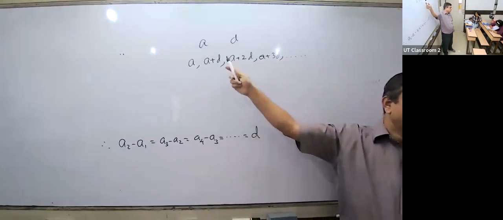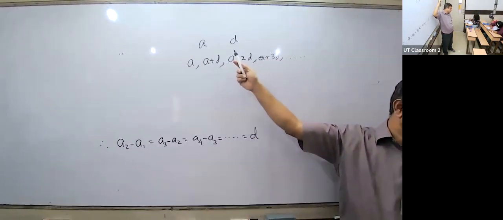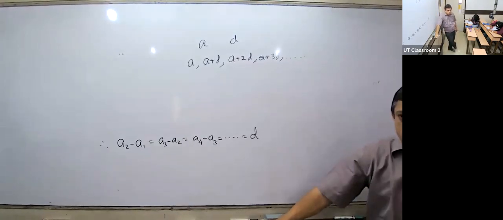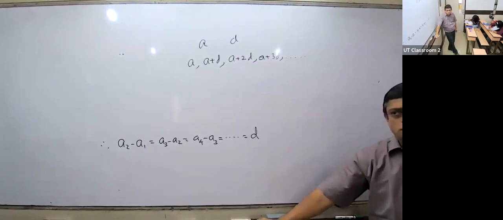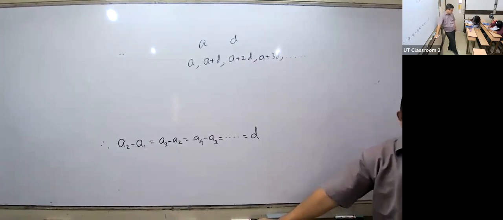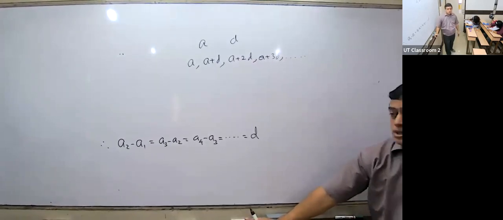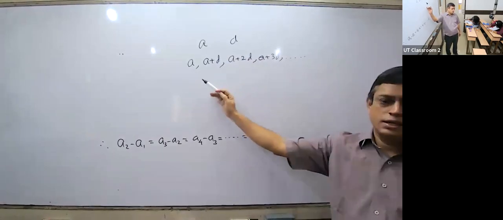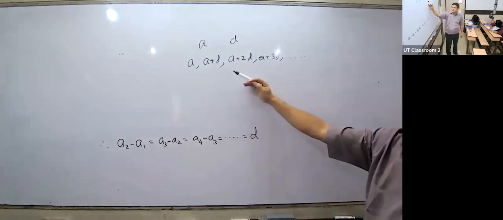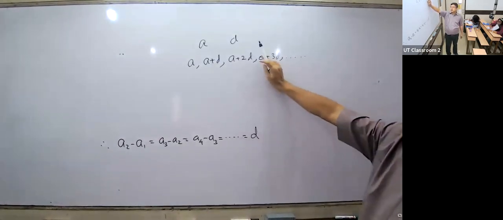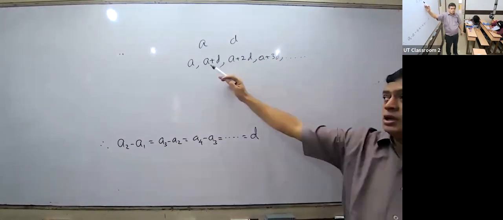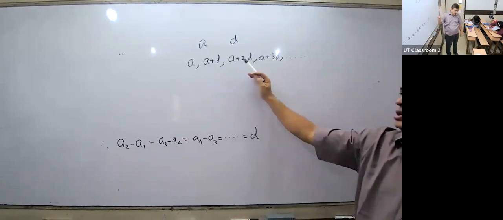If A is the first term, and D is the common difference, then the AP is this one. In one line: A, A plus D, A plus 2D, A plus 3D, etc. It's written over here. Look, A plus D, A plus 2D, A plus 3D, etc.